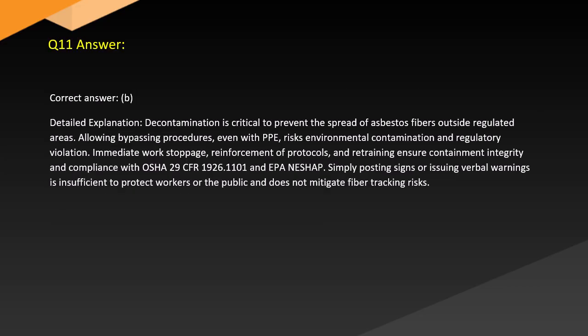Answer. Correct answer, B. Detailed explanation. Decontamination is critical to prevent the spread of asbestos fibers outside regulated areas. Allowing bypassing of procedures, even with PPE, risks environmental contamination and regulatory violation. Immediate work stoppage, reinforcement of protocols, and retraining ensure containment integrity in compliance with OSHA 29 CFR 1926.1101 and NESHAP. Simply posting signs or issuing verbal warnings is insufficient to protect workers or the public and does not mitigate fiber tracking risks.